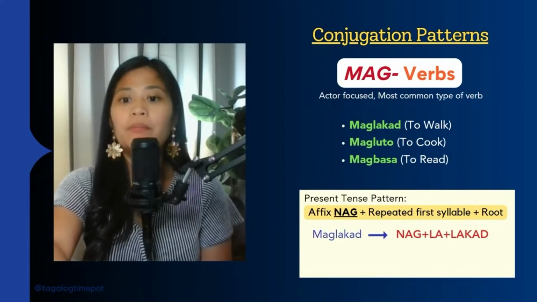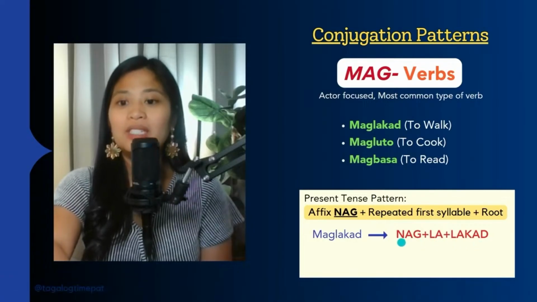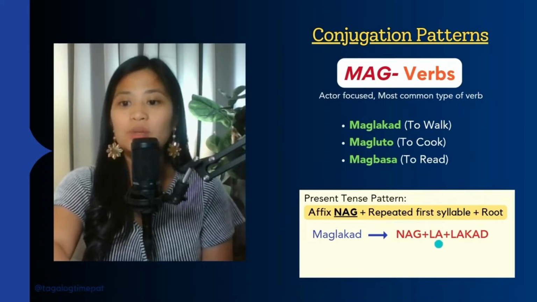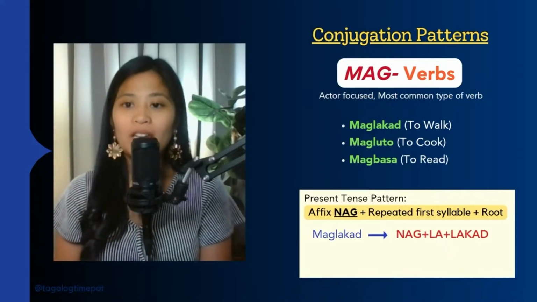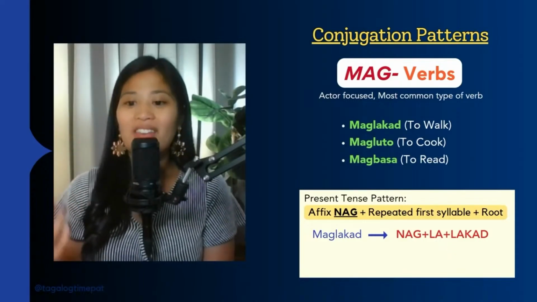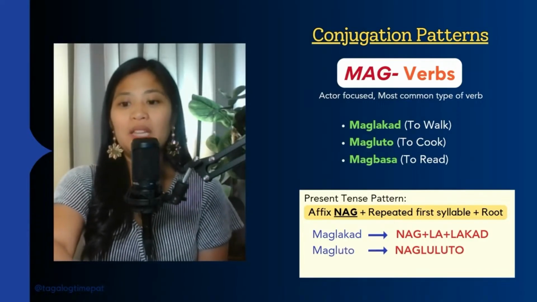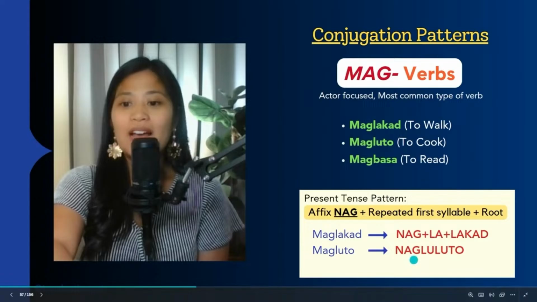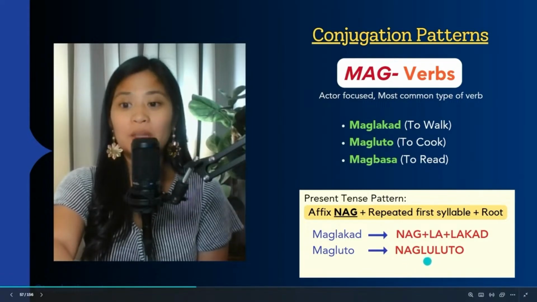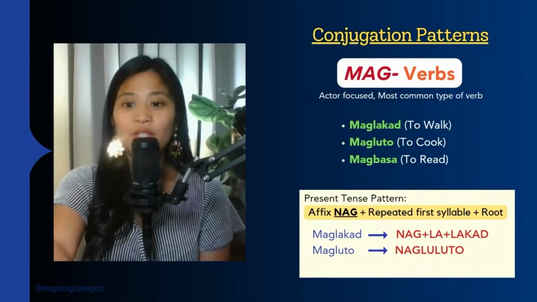For example, maglakad becomes naglalakad. Here's the affix nag, then there's a repeated first syllable, and then the root. Naglalakad ako, I am walking. Naglalakad sila, they are walking. Alrighty, let's take a look at magluto, to cook. In the present tense, it becomes nagluluto. Here's the affix nag, then there's the repeated first syllable, and then the root. Nagluluto sila, they are cooking. Lastly, magbasa, to read.